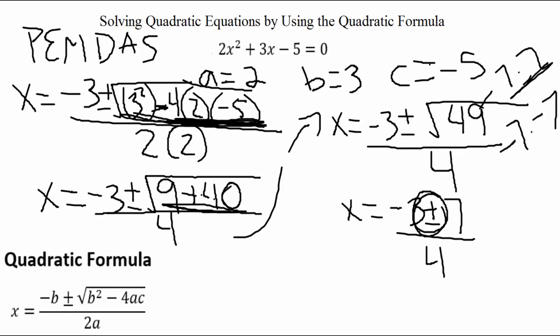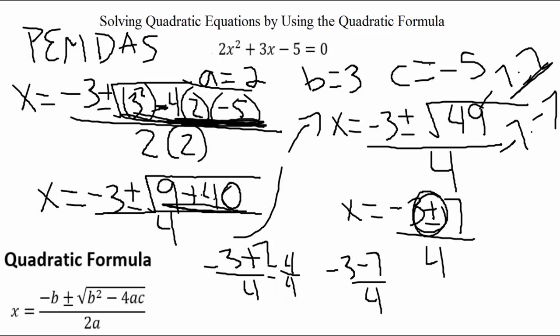So at this point in our problem, we split this up. We're going to take that -3, and we're going to say plus 7 over 4. And then we're going to take that -3, and we have minus 7 over 4. And we're going to simplify each one of those, and we'll have 2 answers here. So going ahead and simplifying, -3 plus 7 is a 4, and that's over 4. And 4 divided by 4 is a 1 there. So 1 is our first answer here.